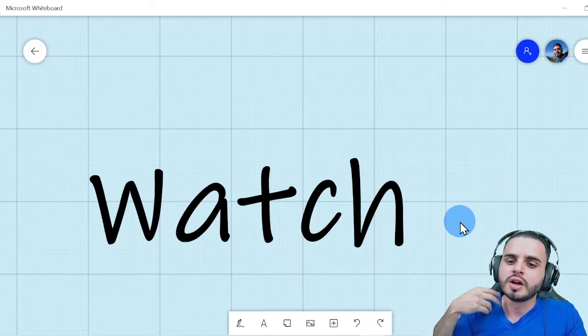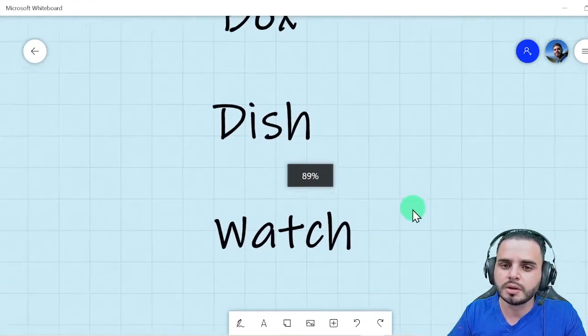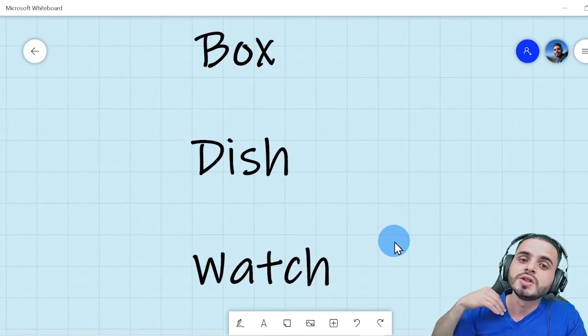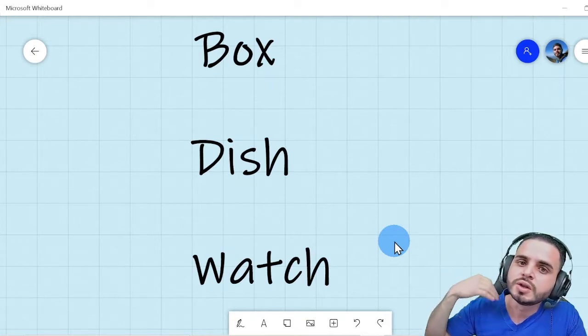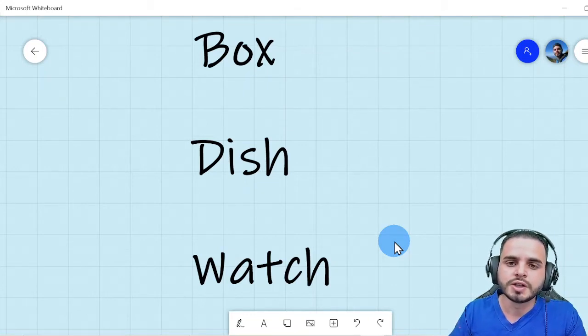Watch. Okay, so we see that these sounds are kind of similar. They share something in common. It is that the airstream is continuous. So if you say box, you can continue doing that sound until you have no air in your lungs to produce it anymore. The same happens for dish, and the same happens for watch. So we say box, dish, watch.